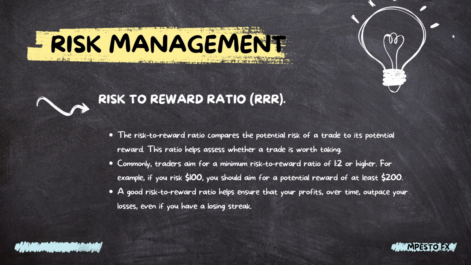Commonly traders aim for a minimum risk to reward of 1:2 or higher. For example, if you are risking $100, you should aim for a potential reward of at least $200. So in trading, you should make more money than the money you are risking in order to stay in the game long term. In order for you to be profitable, you should be risking less to make more. That's the concept of being profitable.